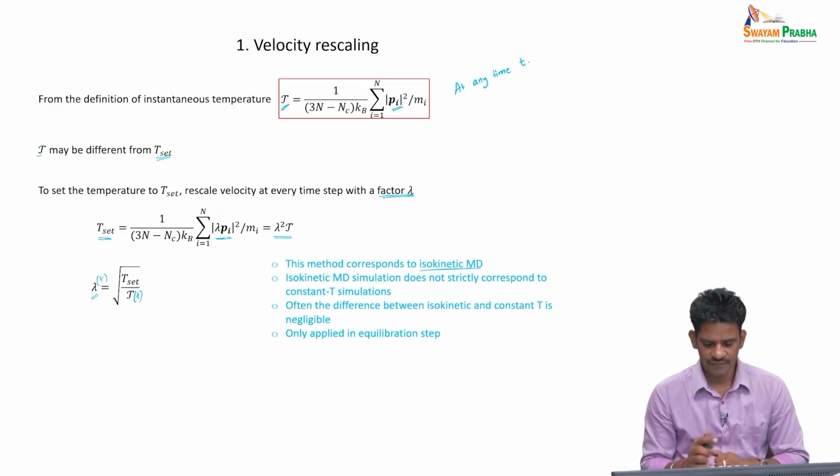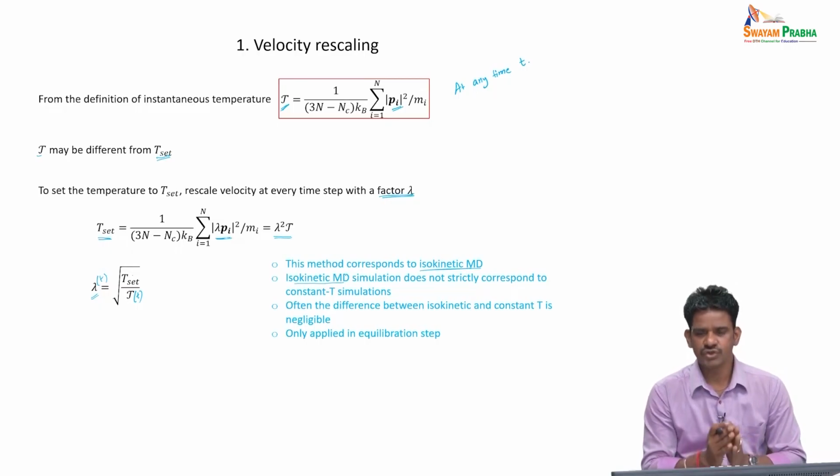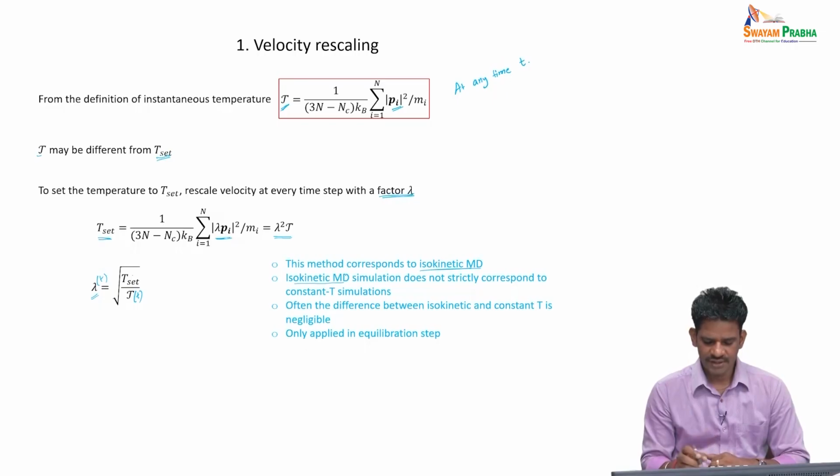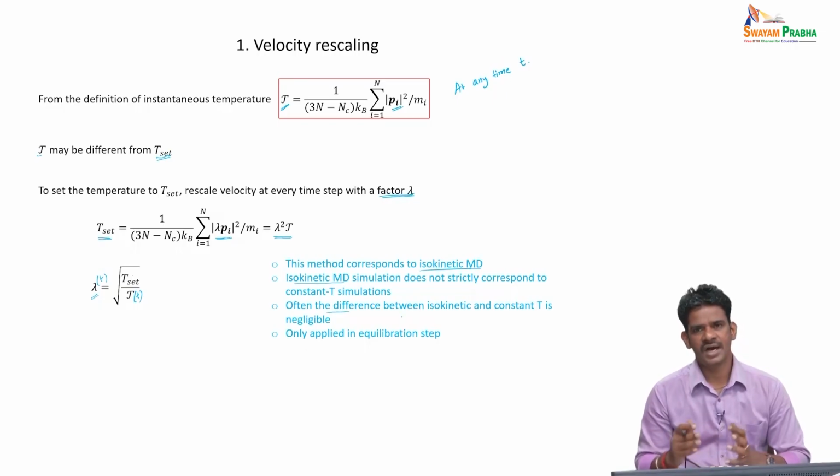However, if you look carefully, this kind of isokinetic MD simulation is not strictly a constant temperature simulation. In a true constant temperature simulation, the kinetic energy is allowed to fluctuate. You can work it out from statistical mechanics and find that there is a finite fluctuation of kinetic energy. In isokinetic simulation, by construction, we keep the kinetic energy constant, so there is a little difference between isokinetic and isothermal MD simulations. However, the difference becomes very small as you go to larger and larger system sizes.